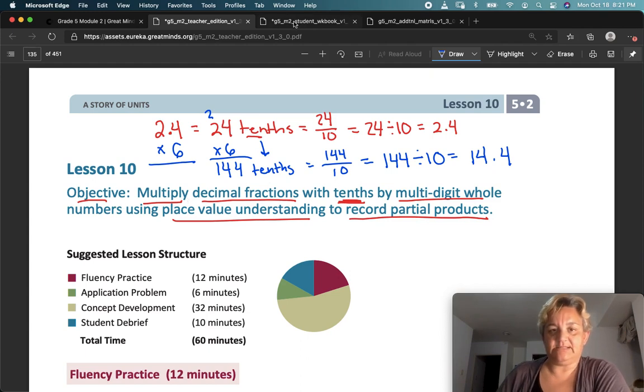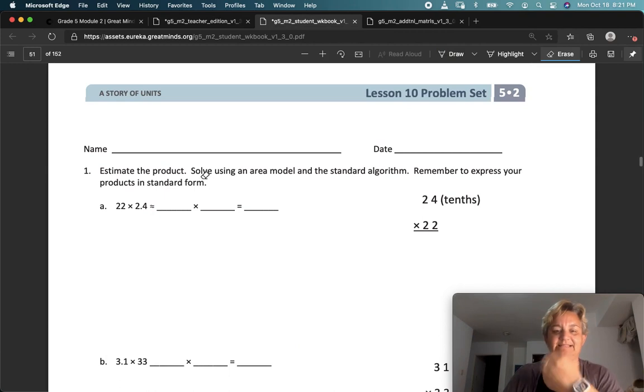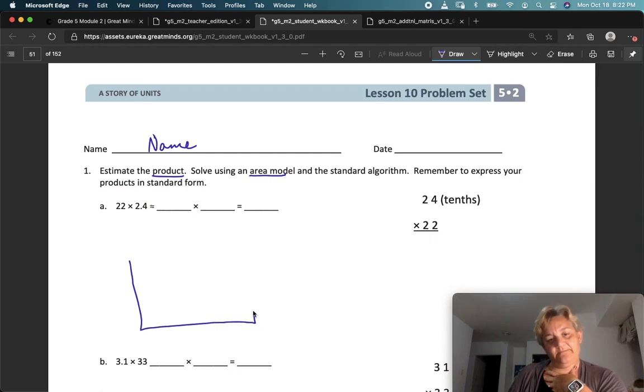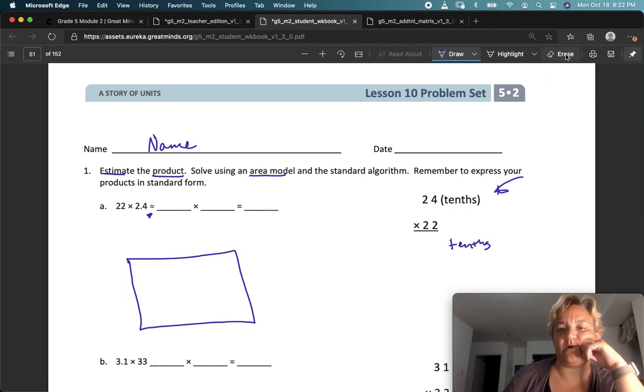We're going to practice. So let's go to the problem set, Lesson 10 problem set, name on your paper. First we're going to do a little estimation. We're going to estimate the product. Product, of course, is the answer after you multiply two numbers. Solve using an area model. So we're going to create an area model as well. We're going to estimate here, that's why that squiggly line is there. Then use an area model, and then our standard algorithm, which is 24 times 22. They've already put that tenths in there for us, so we just have to remember to put the tenths in the answer.